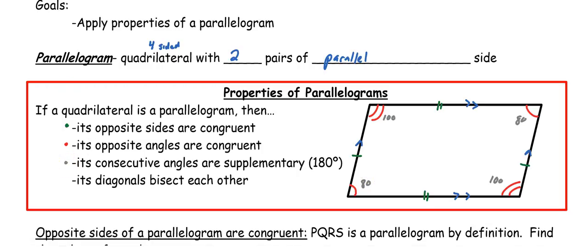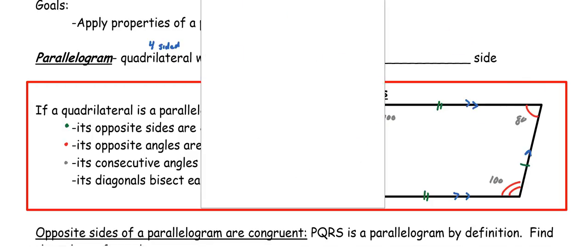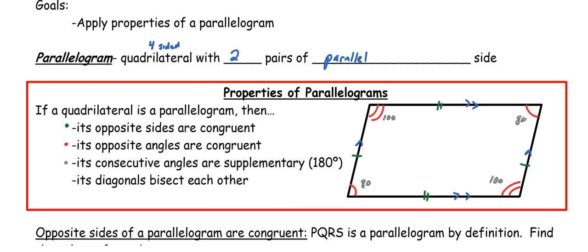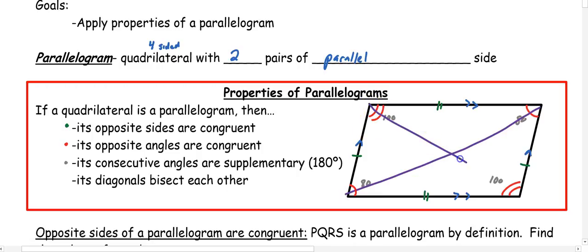And then last, we have diagonals in our parallelogram that bisect each other. It does not mean that the diagonals are congruent to each other. It means that the piece of one diagonal is congruent to the piece of that same diagonal.